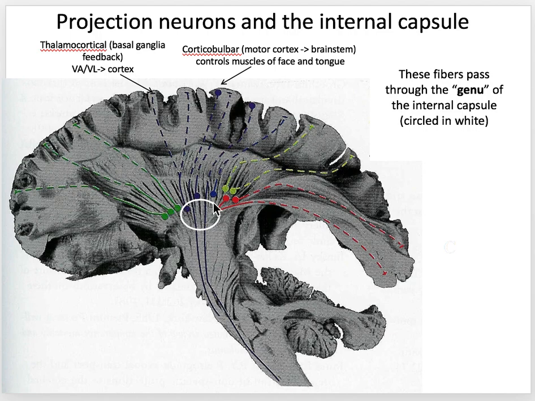So in this genu region, which is defined in this white circle here, of this internal capsule, this area is carrying a lot of fibers that are going from the cortex, the motor cortex, to the brainstem, so the corticobulbar fibers. These are important for controlling the muscles of the face and tongue. And so we can see how they arise here and then project downward into these lower domains here.